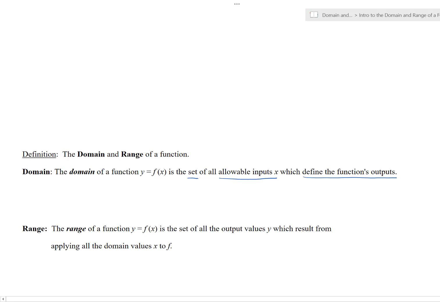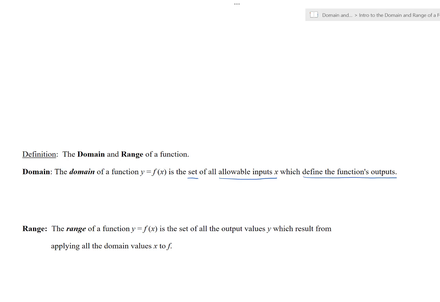What do we mean by allowable? We mean input values for which, when we plug in, we actually get an output value. So it could be that there's some input value that we plug in and there is no output, and in that situation we wouldn't include that input value in the domain. So it's the set of all allowable inputs.